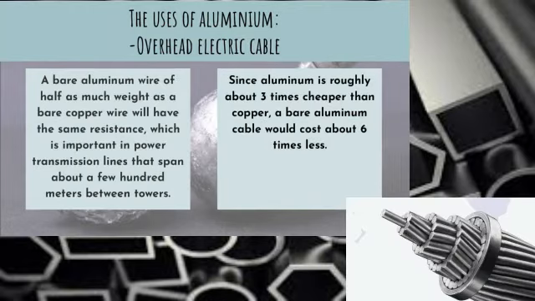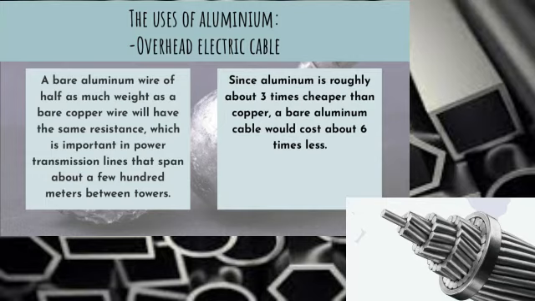The third use of aluminium is overhead electric cable. Aluminium is cheaper and lighter than a copper wire of the same resistance per length. About 3 times cheaper and twice as light as copper. Aluminium has 61% of the conductivity of copper but only 30% of the weight. So, a bare aluminium wire of half as much weight as a bare copper wire will have the same resistance, which is important in power transmission lines that span a few hundred meters between towers.